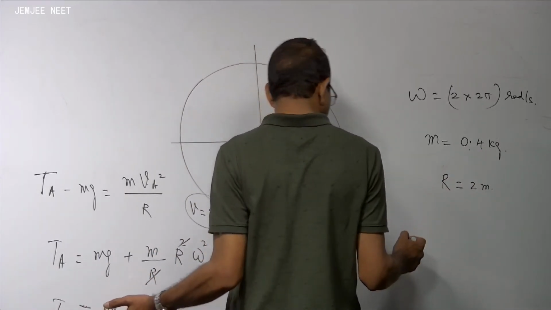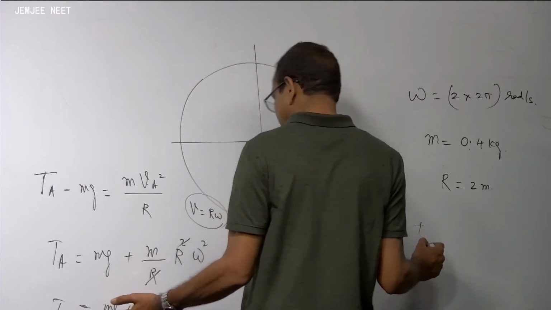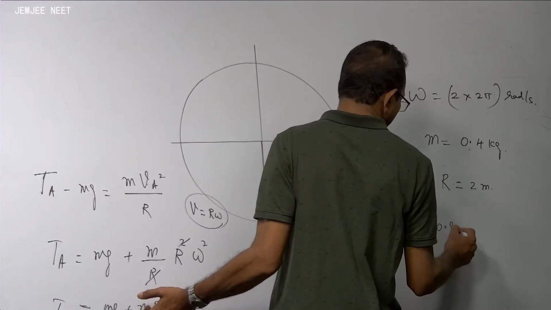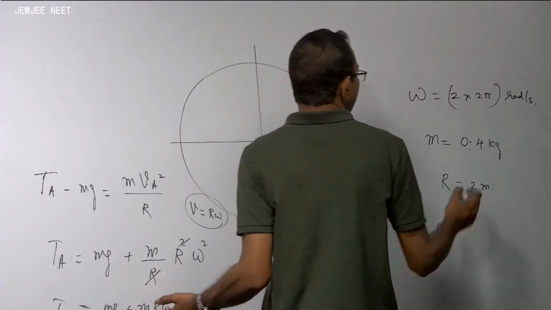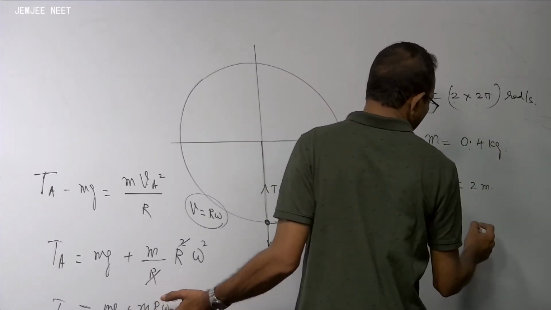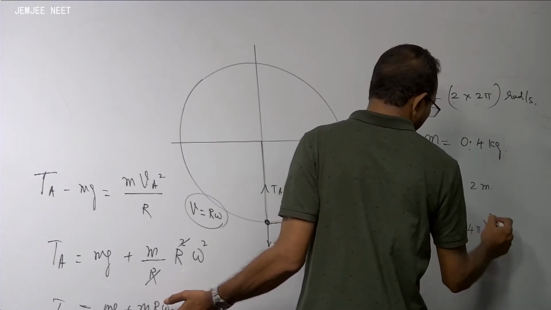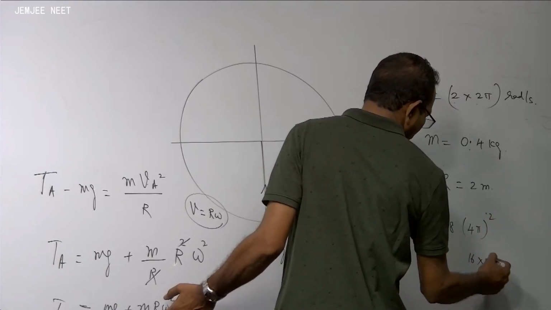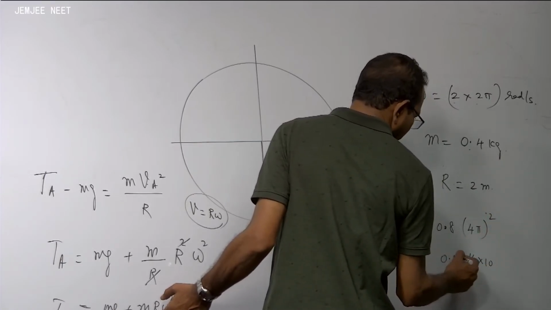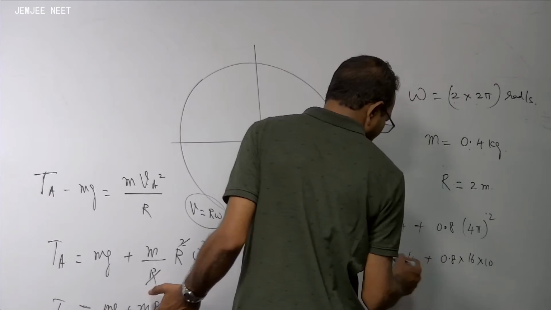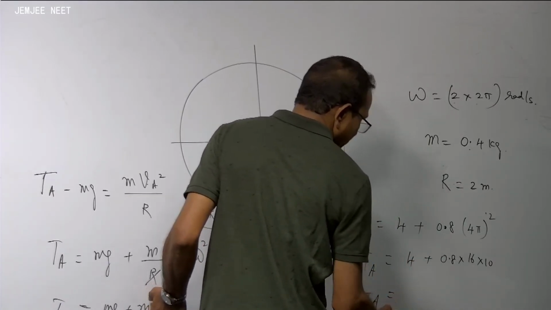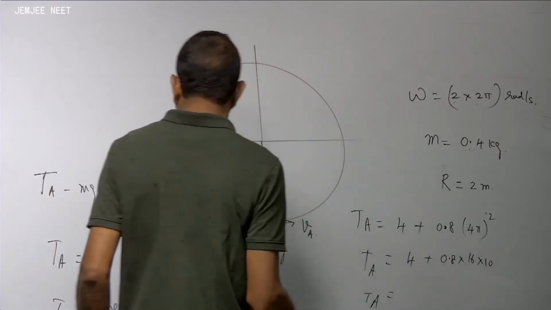Look at tension at A is equal to m, how much? You tell me. 0.4 into 10 by 4, plus 0.4 into 2, that is 0.8, into omega square, the square of 4 pi, the whole square. You know 4 square is 16, pi square is 10. 0.8 plus 4. Now tell me, how much is TA? So when will it be TA plus mg at the top?